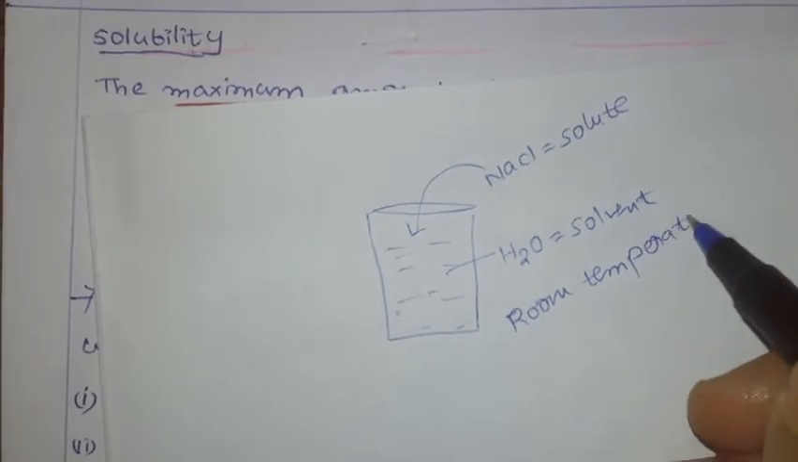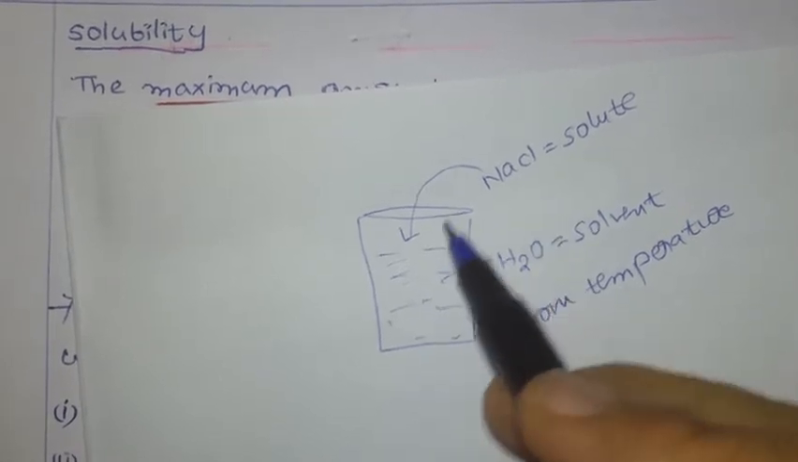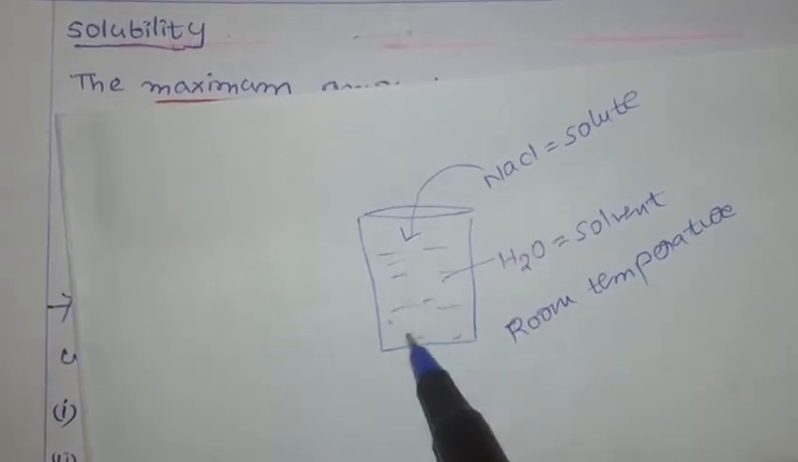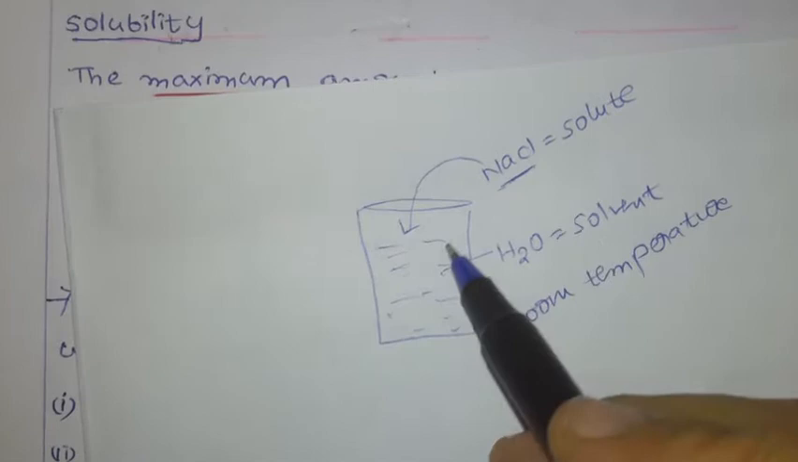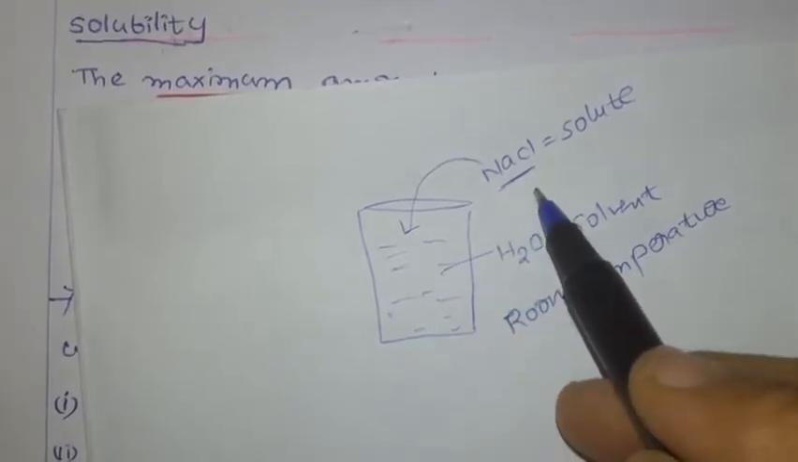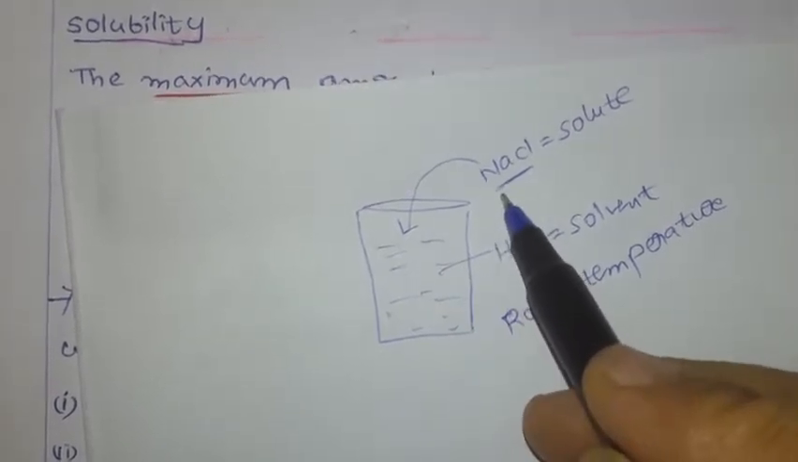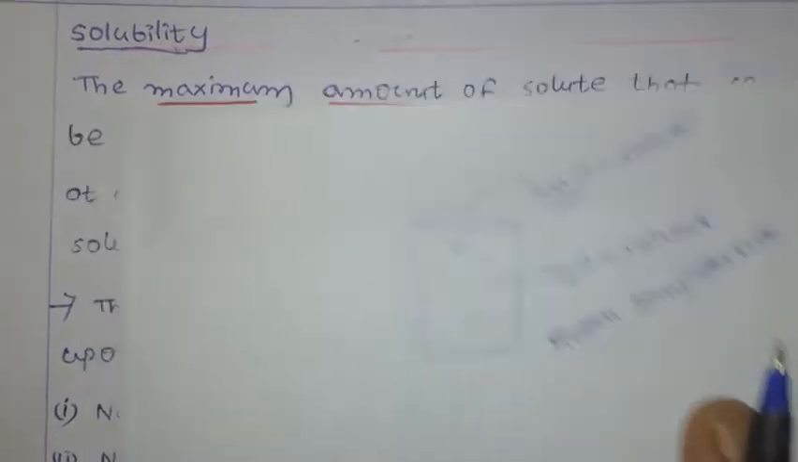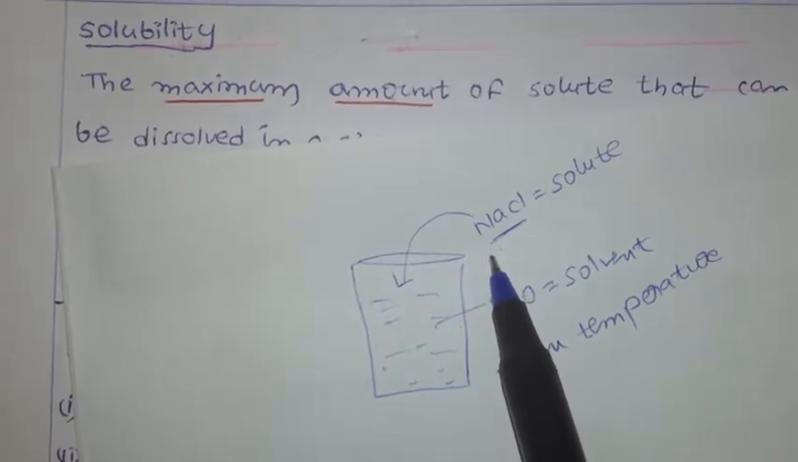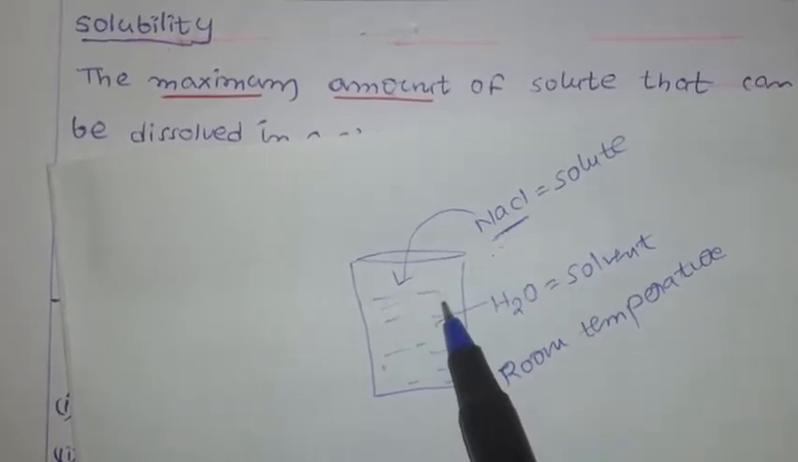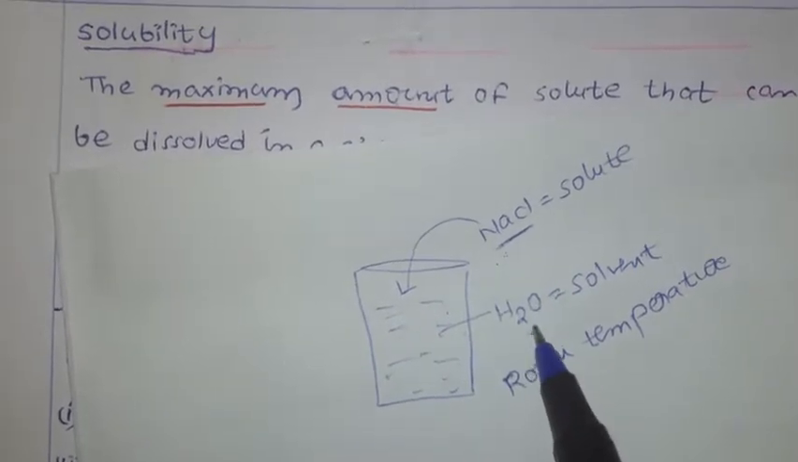So at room temperature, if you add one pinch of salt, it is going to dissolve. Again you add some salt, it is going to dissolve. Like that you keep increasing the amount of sodium chloride. But after a certain point, it does not dissolve any more. This amount of water can dissolve only some amount of sodium chloride. That means after adding a certain amount of solute, it does not dissolve. For example, you can say 3-4 tablespoons of sodium chloride can dissolve in the given amount of water.